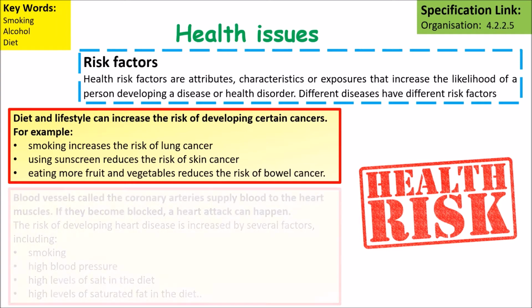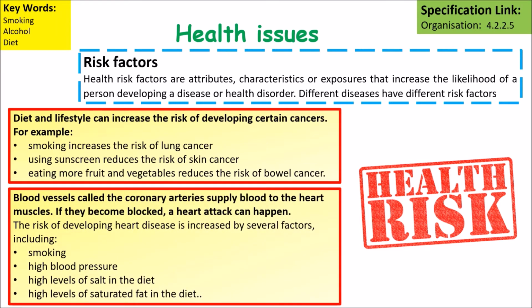certain bowel cancers. Blood vessels called coronary arteries supply blood to the heart and muscles. They can become blocked, and if this happens, you can have a heart attack. So some risk factors that would be associated with that would be smoking, high blood pressure, high salt levels in the diet, and high levels of saturated fat in the diet.